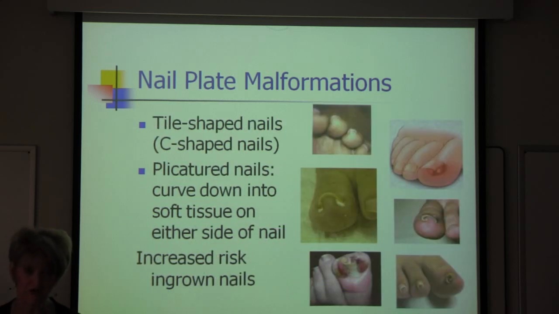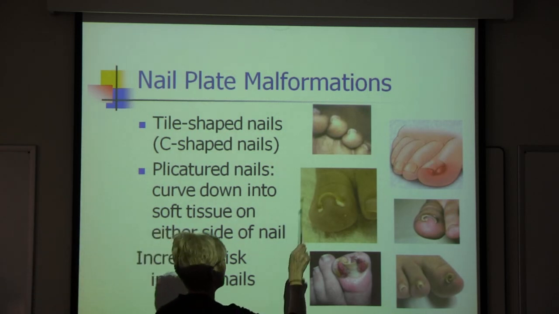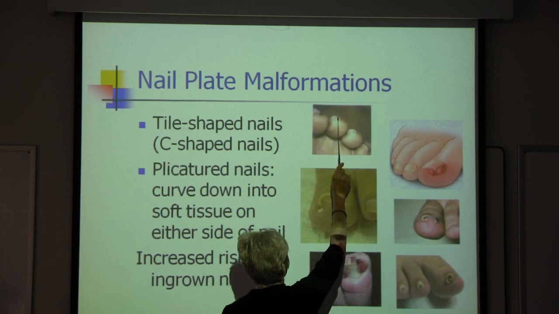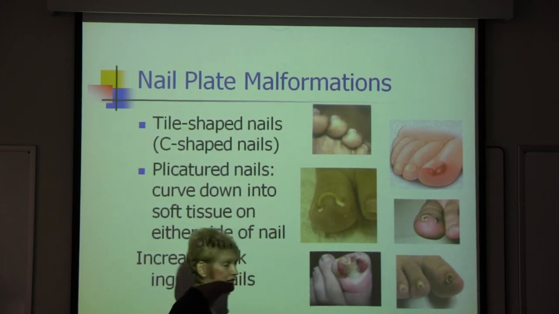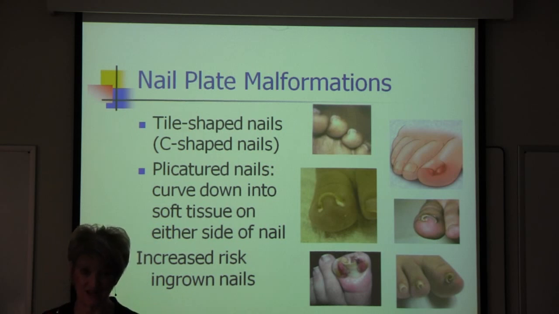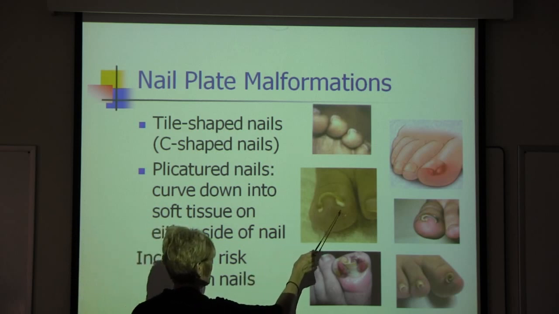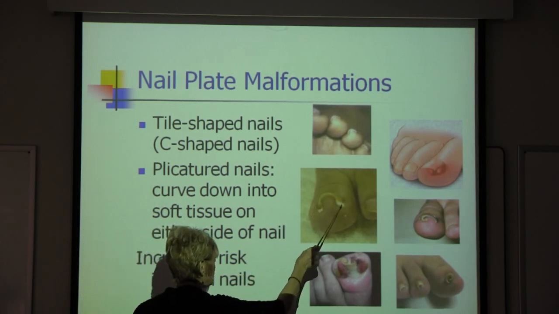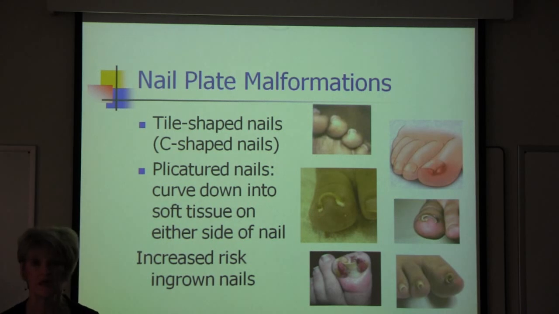But C-shaped or tile-shaped nails, major implications for management. These are your patients who are high risk for development of ingrown nails. So you can see why a lot of us call these C-shaped nails, because that's exactly what they look like. They look like the letter C, because they curve down on each side and come up in the middle. And of course, they're trapping tissue in between and tending to dig into the tissue on each side.